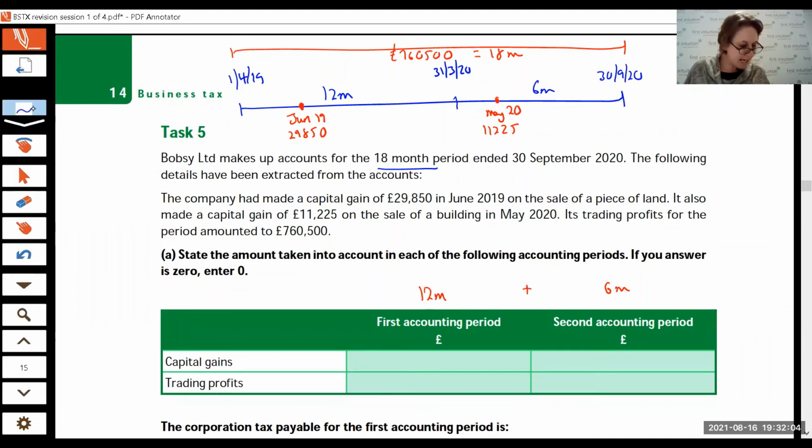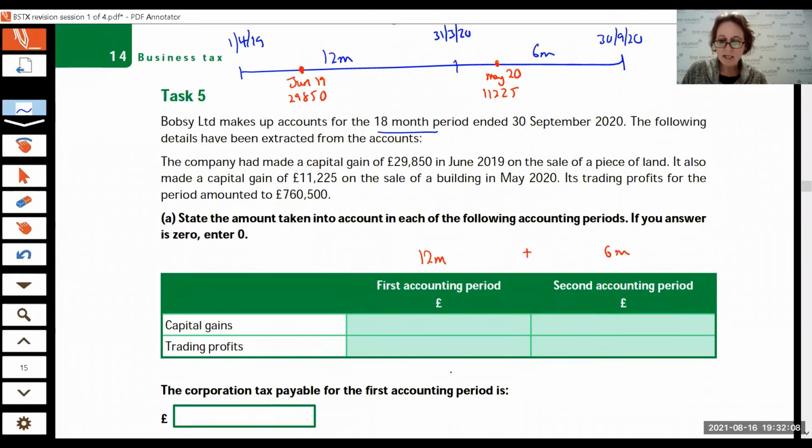So using my timeline, does that now look a little bit easier? What's the gain going to be in the first period? What's the gain going to be in the second? I'm literally going to copy it off that timeline. You are quite right in the chat box there. We literally copy it from the timeline. It's a cash basis. So when did we make the gain? That determines which period it falls into.